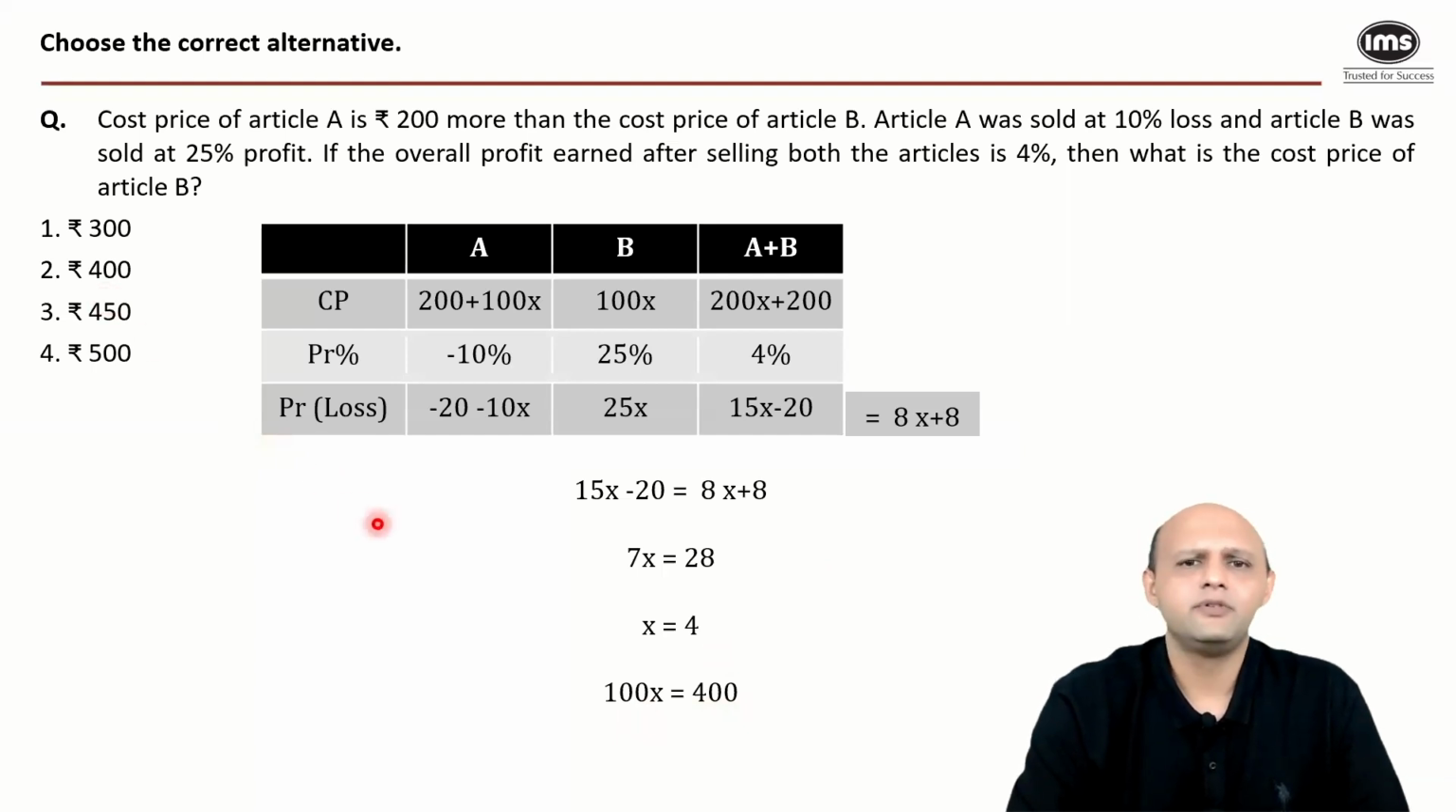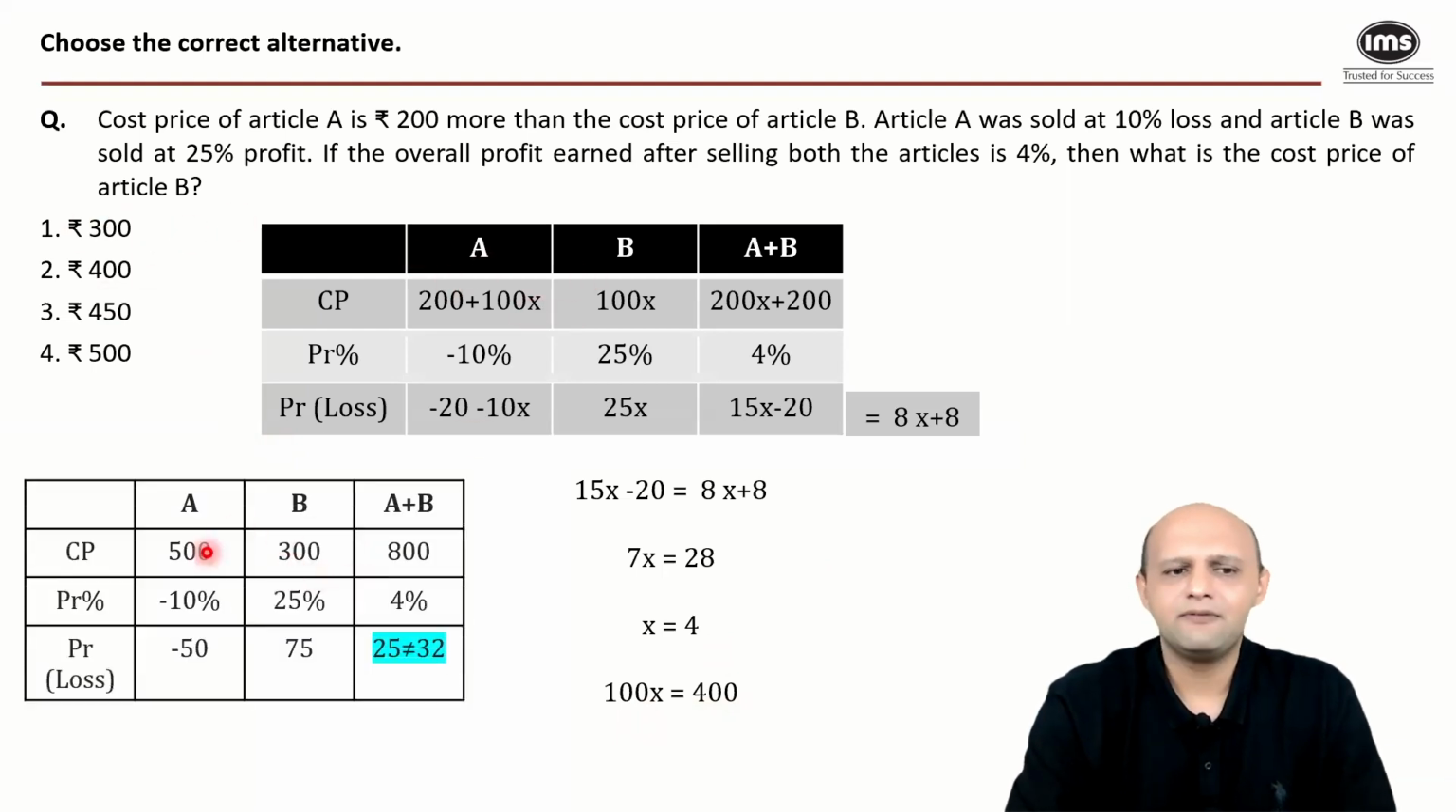Can this also be solved using options? Because now we are discussing multiple ways of solving it. Yes, it can. So if you just start by plugging in the value of B as 300, just be careful with what you're substituting. If B is 300, friends, A would be 500. The total would be 800.